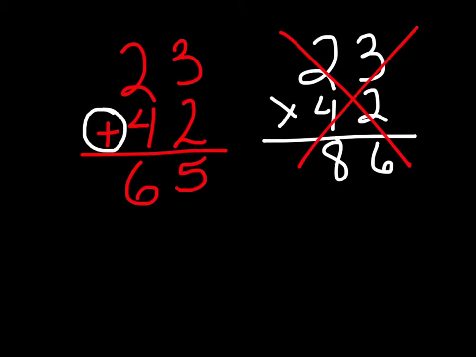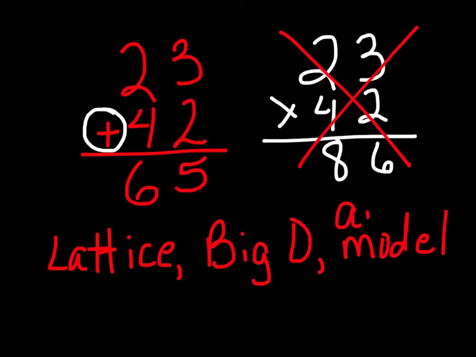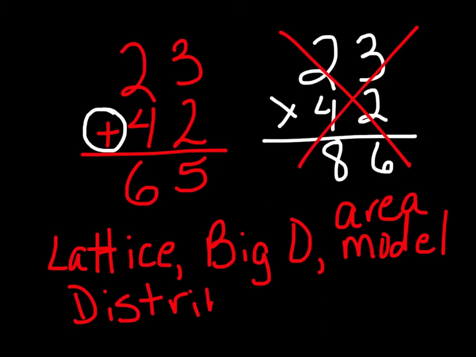You can use one of the following. You can use lattice. Remember that? You can use what we call the big zero. This is the way most of our parents learned back in the day. You can use the area model. Or you could use the distributive property. That's the way we would do double digit multiplication.